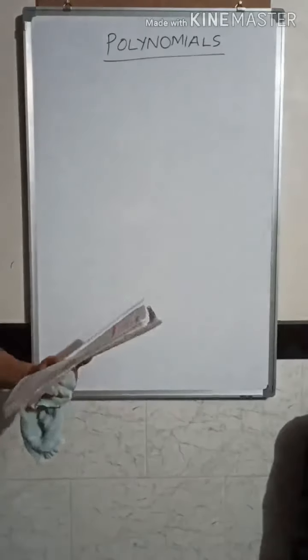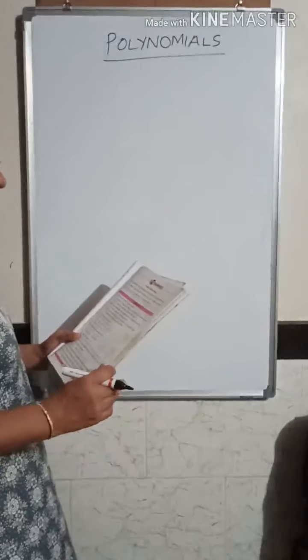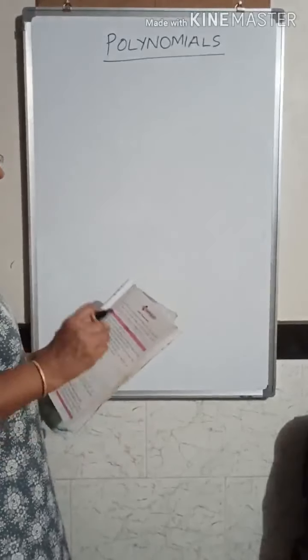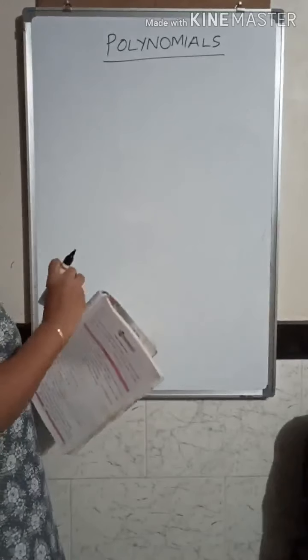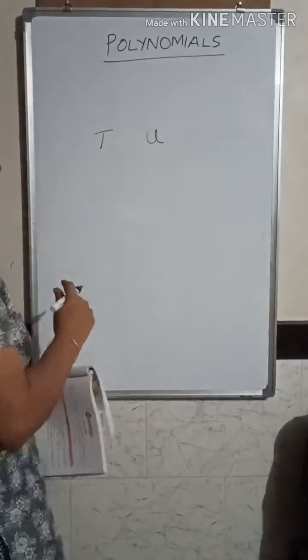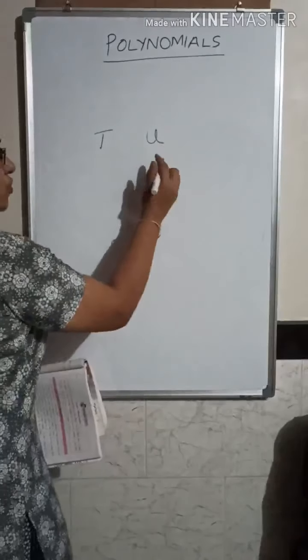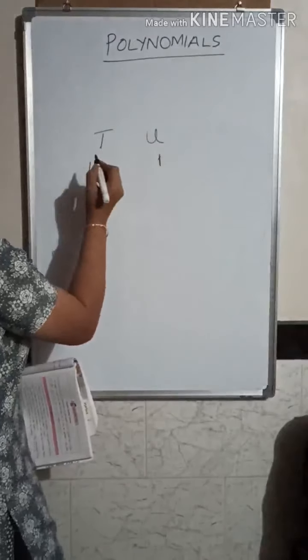So here what they have given is the tens and units place of a 2-digit number is m and n respectively. Now first, to understand this, you should learn how to frame a 2-digit number. In a 2-digit number, you have got the units place and the tens place. The value of the units place is 1. The value of the tens place is 10.